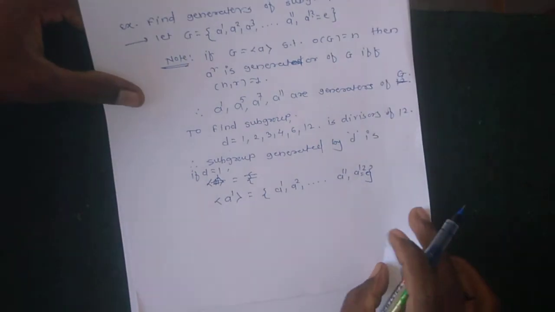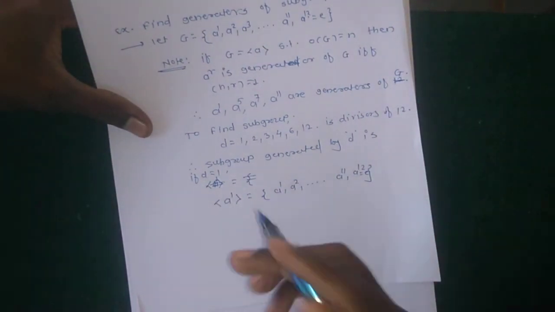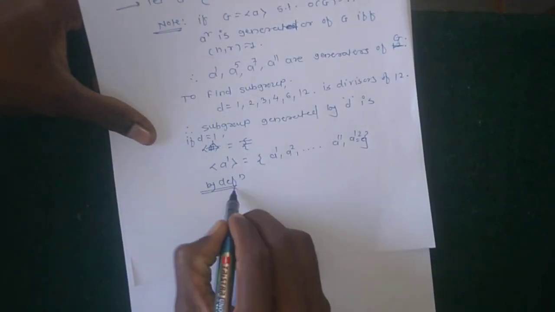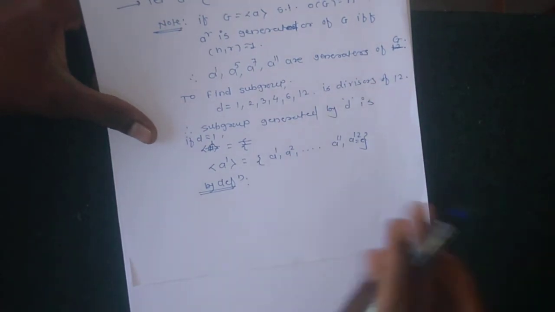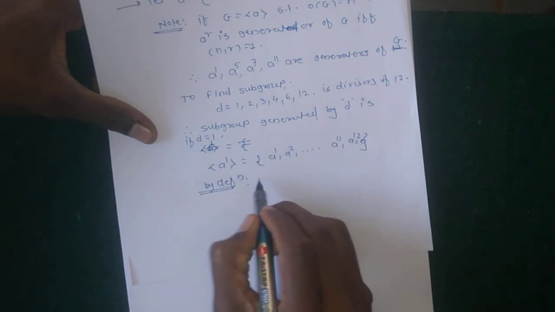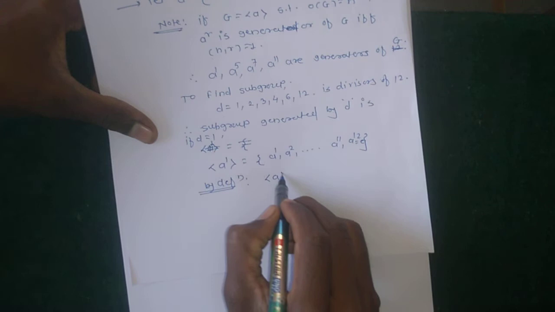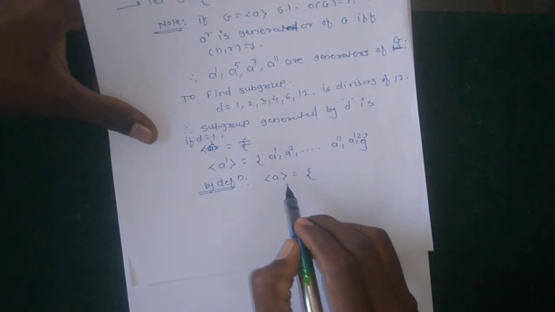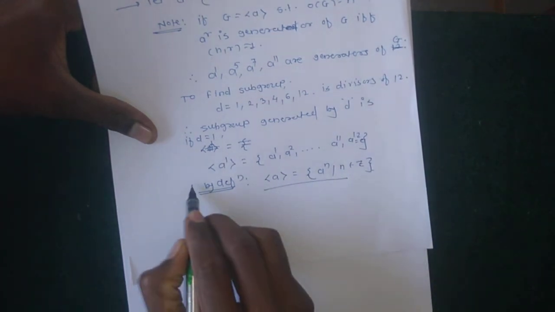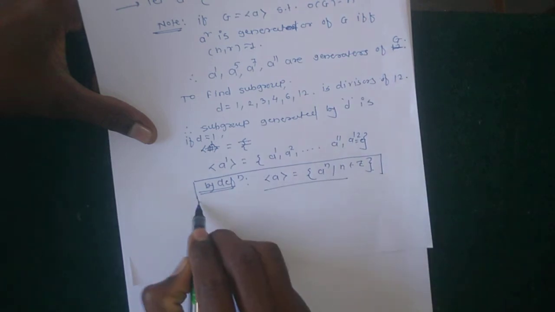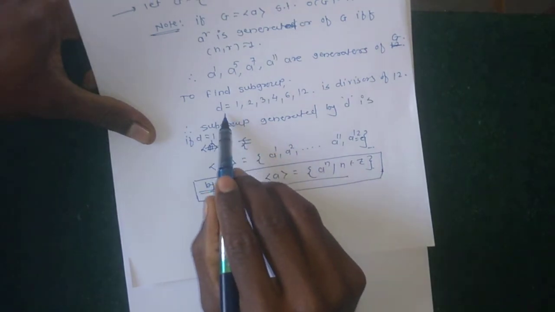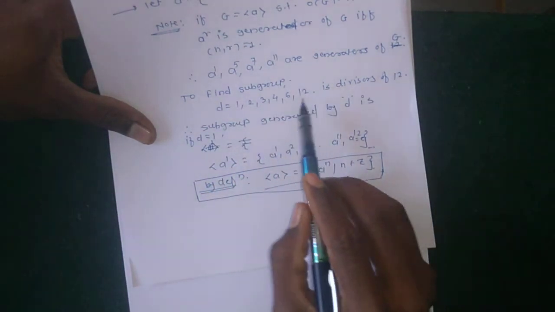How do we find the subgroup generated by a^1? Using the definition of a cyclic group: the subgroup generated by a, with respect to multiplication, is a^n where n belongs to the set of integers Z. Using this definition, we find the subgroups. The divisors of 12 are 1, 2, 3, 4, 6 and 12.